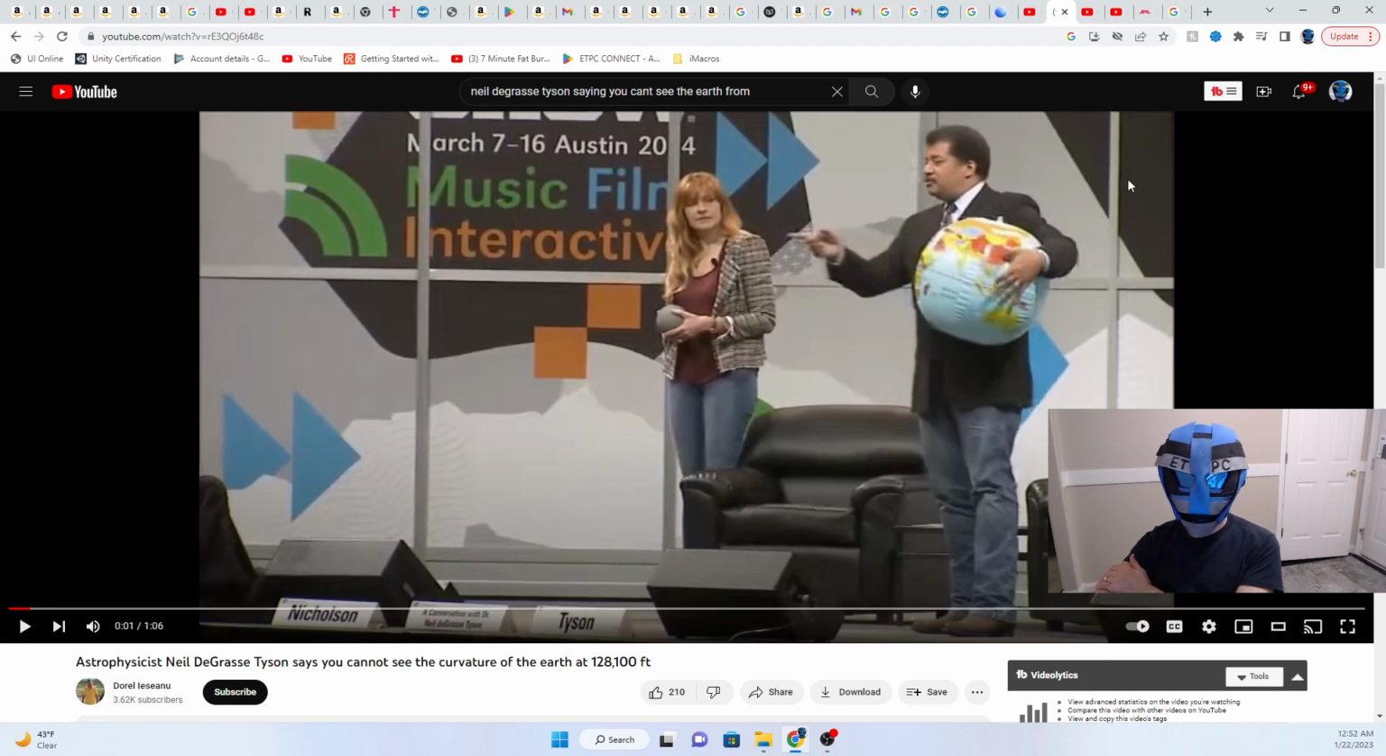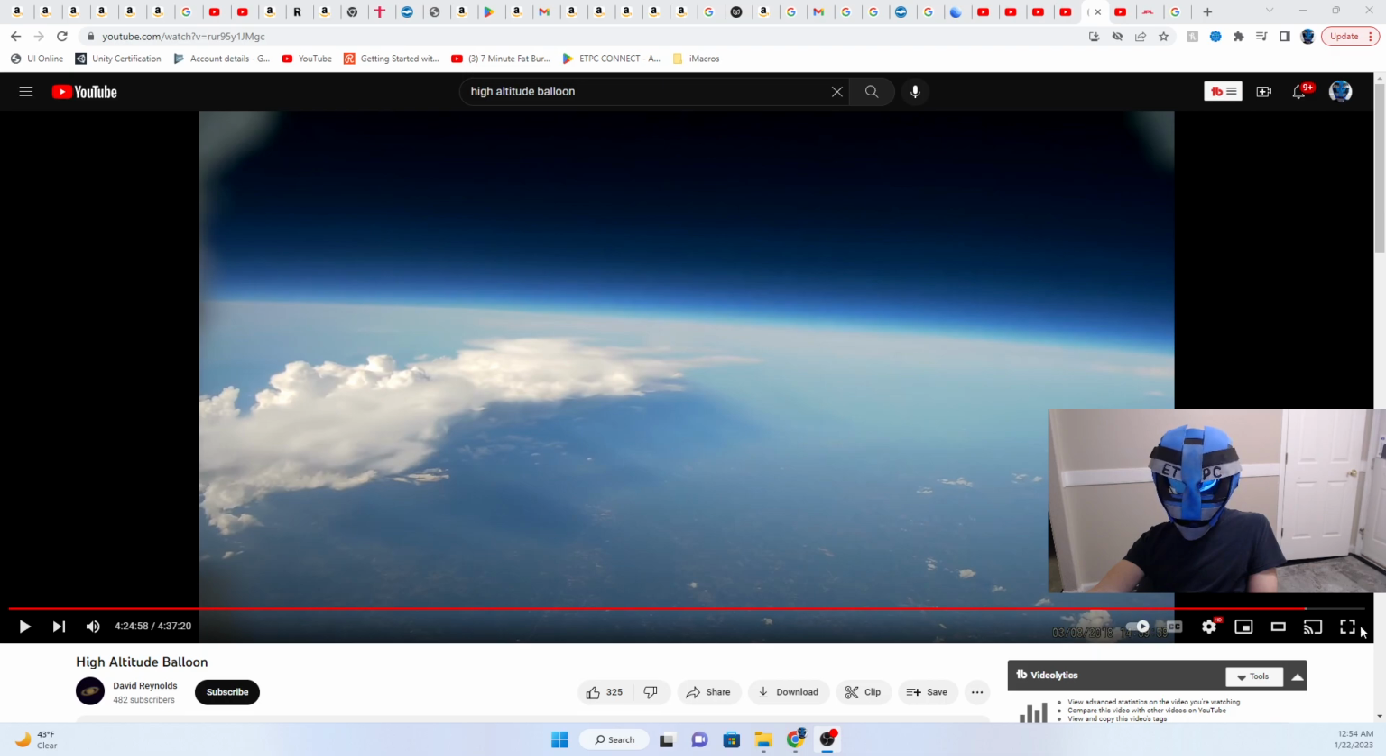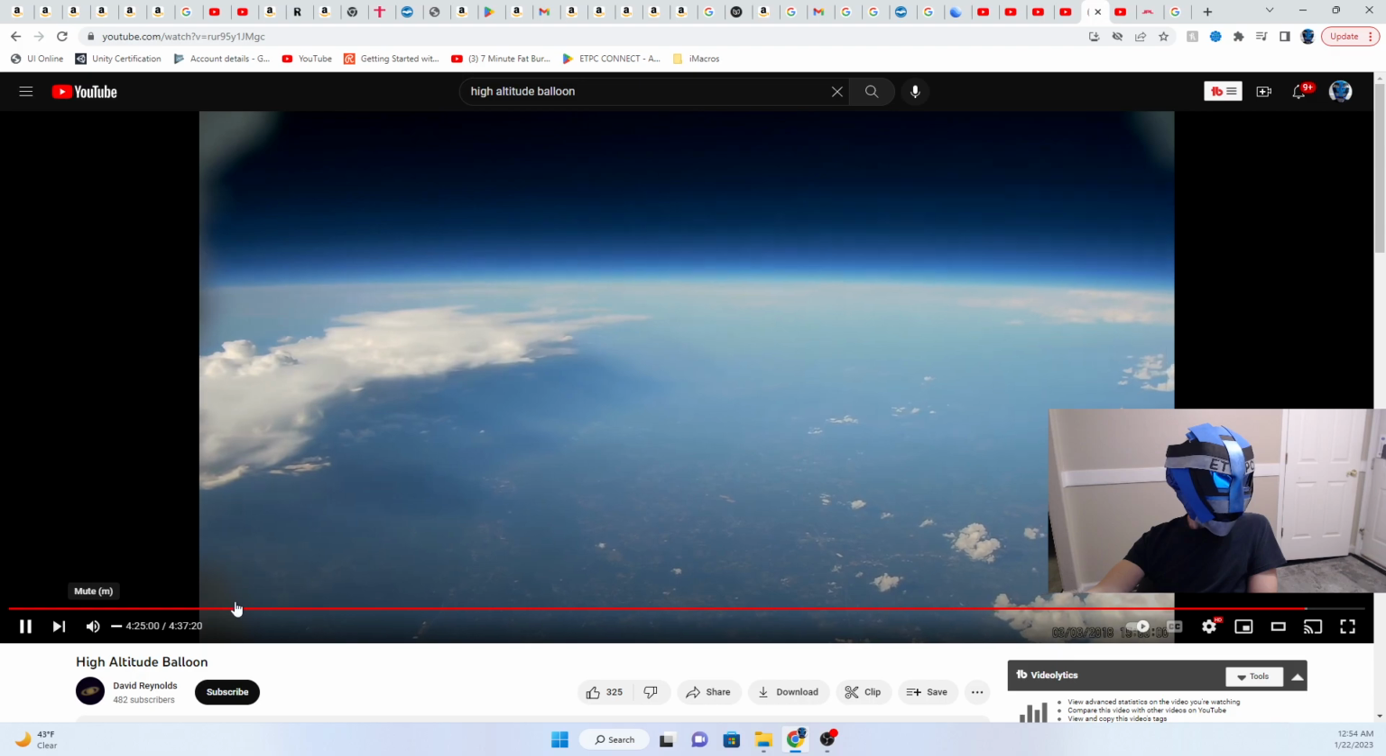But we'll take a look at some other high-altitude balloons that people have sent up, just in case. All right, here's a high-altitude balloon one I found. It says high-altitude balloon.